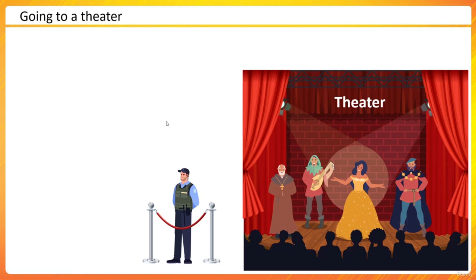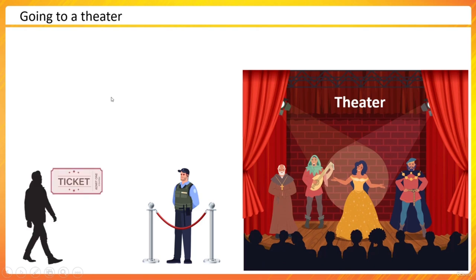Now, one option for me to be in the theater is that I could buy a ticket. The ticket would have entitlement for me to go into the theater. Depending on which show I have bought the ticket for, the date and time, I would be going to the security, present my ticket, and I would be allowed to go inside.